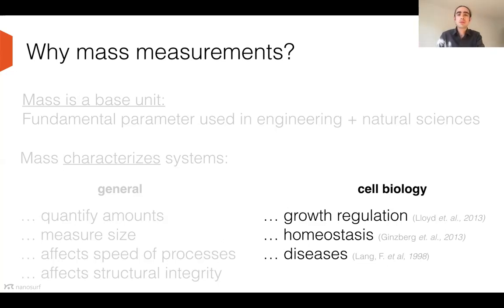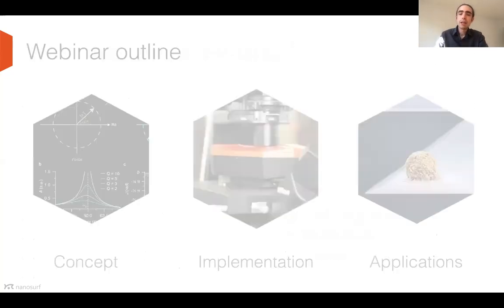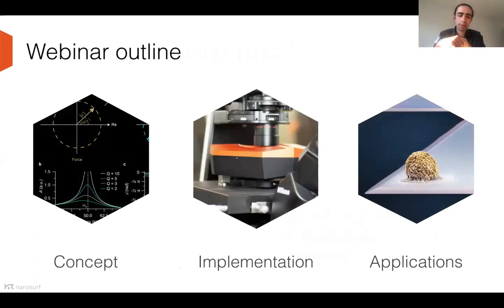Now, this is of course of interest on a fundamental level, like growth regulation, but it is also important, both of them actually, because you always have the flip side of the coin. What if those things do not work properly? Because then often diseases are the consequence. So if you want to study diseases on a single cell level, knowing the mass of the cells that are affected by the disease is of great interest. I will discuss these examples in more detail once I come to the applications. But at the moment, I first want to tell you about the concept of the measurement and the implementation of it.